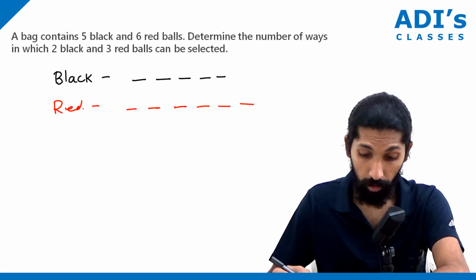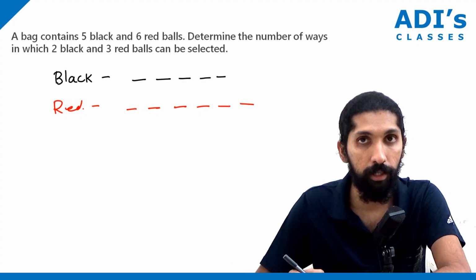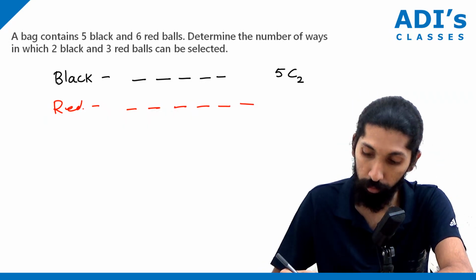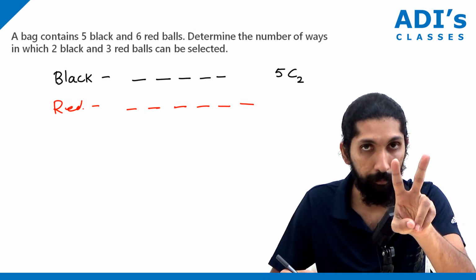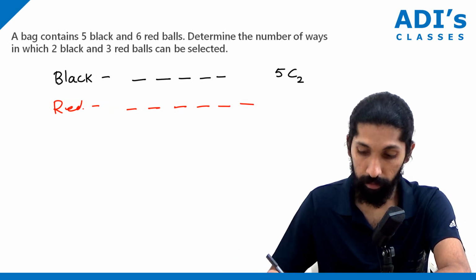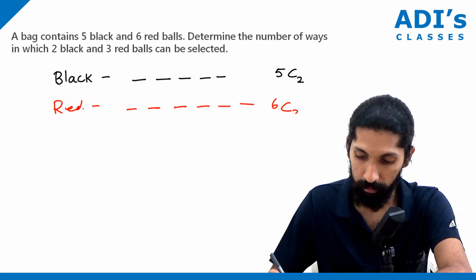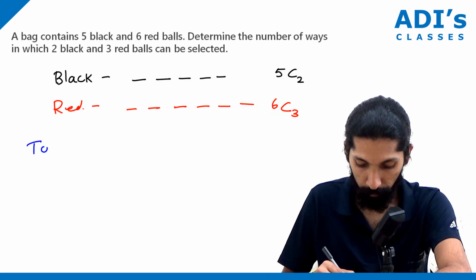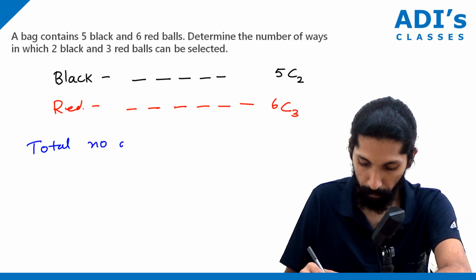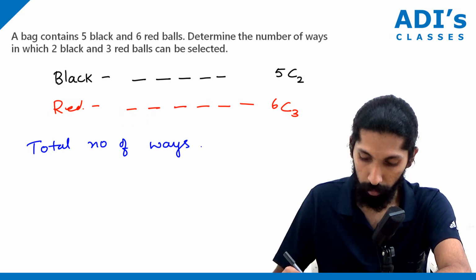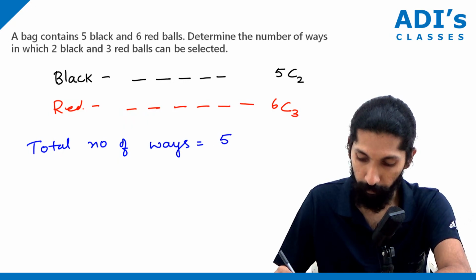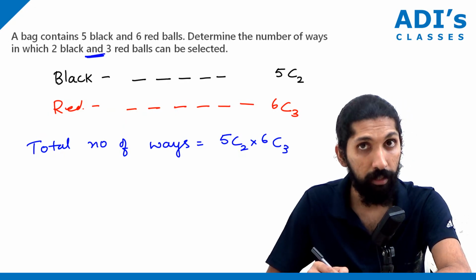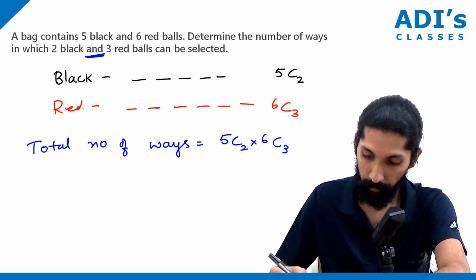Right? So in black, out of 5, how many are we selecting? 2. So we have 5C2. Out of 5 we are selecting 2. Likewise, in the red we have 6C3. Correct? So the total number of ways will be 5C2 into 6C3. Because see, this word 'and' makes a lot of difference.